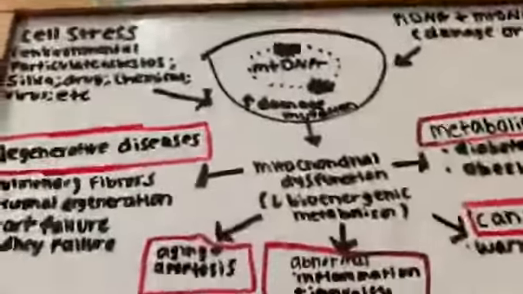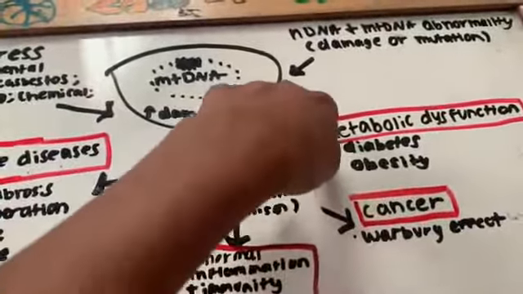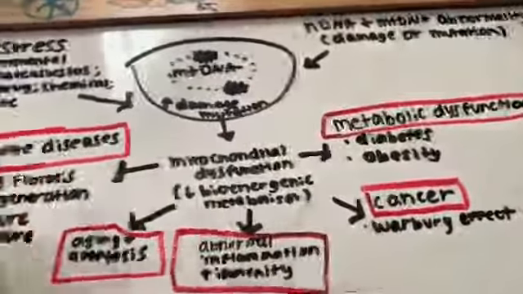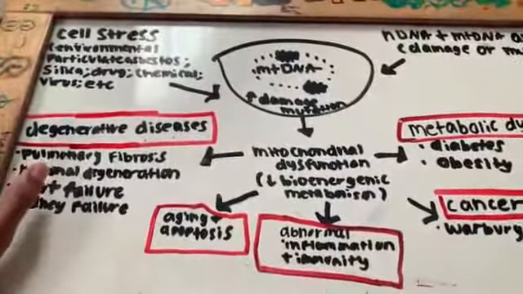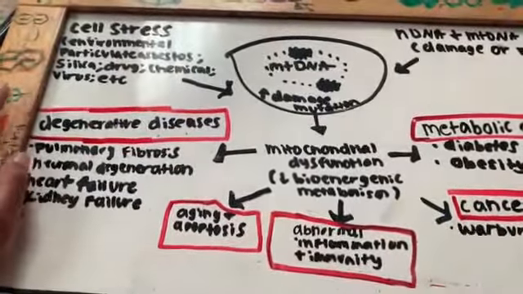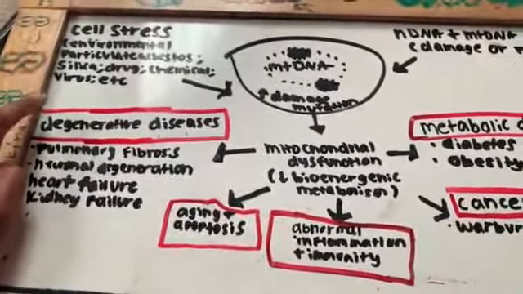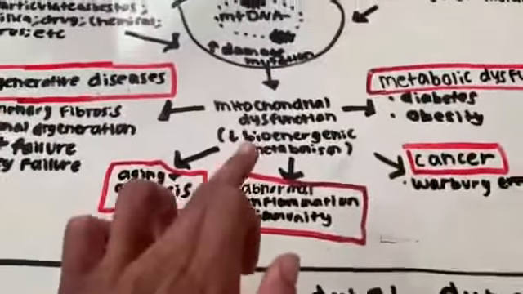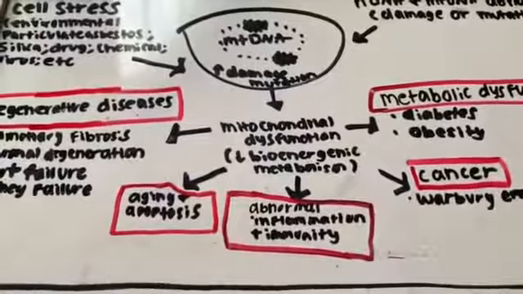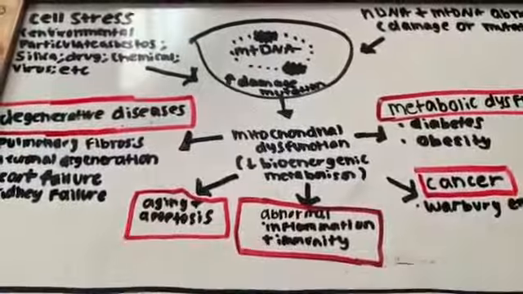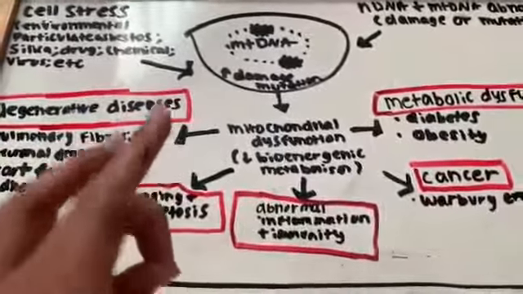Now up here, we have mtDNA. So this is an nDNA and mtDNA abnormality, so a damage or mutation right here. It could also give you cell stress, which is environmental: asbestos, radiation, drug, chemical, or virus. These can lead to any of these. So this is where damage or mutation, because it could damage the DNA, it could damage your proteins. So when you have damage or mutation, that leads to mitochondrial dysfunction.